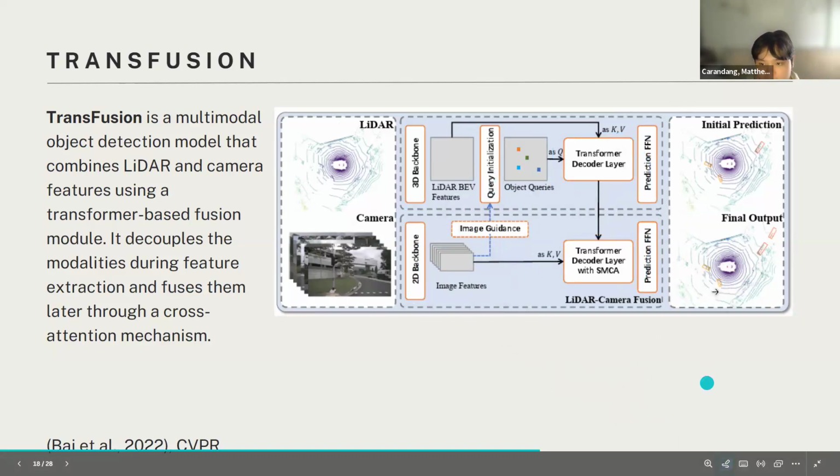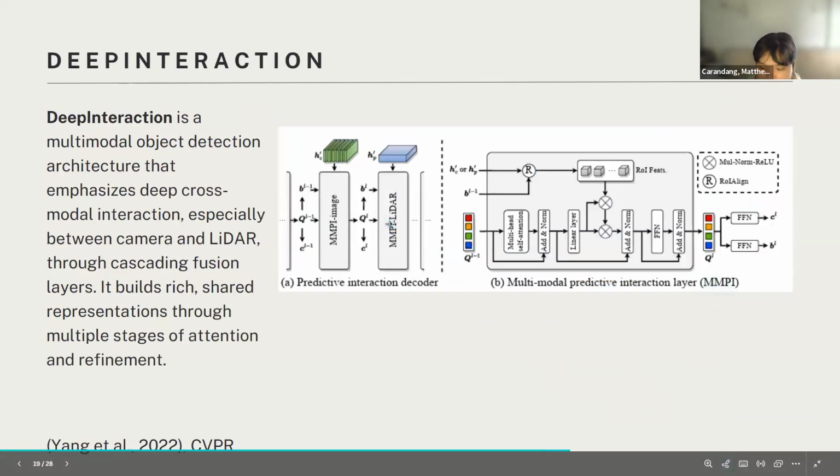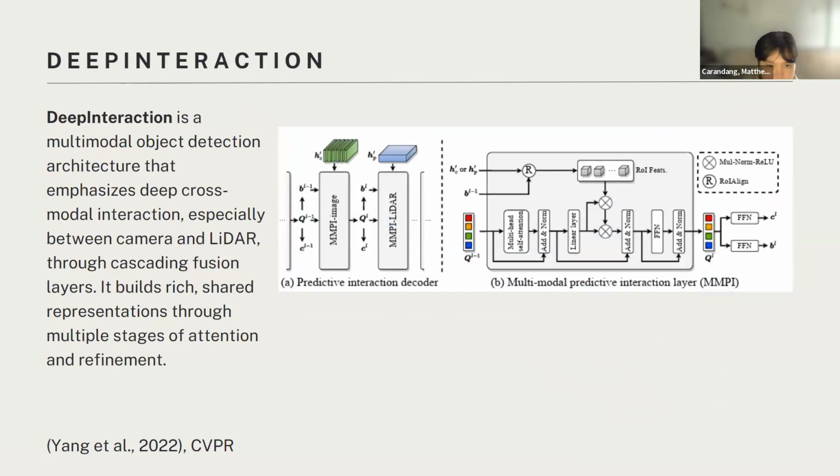So moving on to the last, which is deep interaction. Deep interaction uses both camera and LiDAR data, but instead of fusing them early or just late, it actually uses a cascading fusion. I know it's pretty hard to understand this type of architecture, but it's basically reintroducing past data of image and LiDAR to help refine the prediction of both.